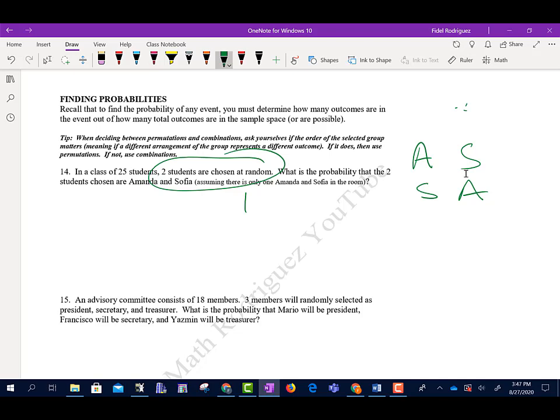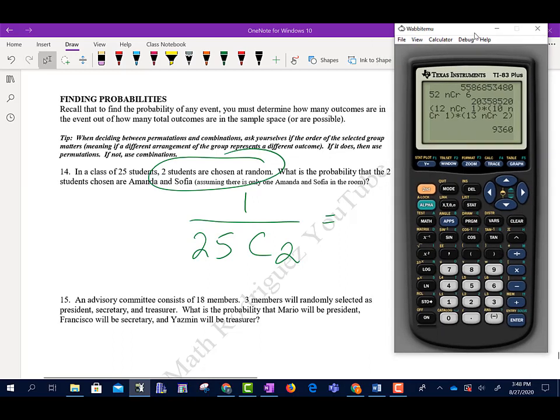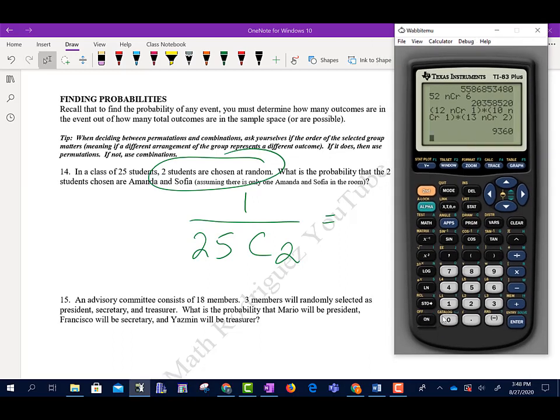Okay, there's only one way of choosing Amanda and Sophia. But how many ways can we choose 2 students? Well, we have 25, and we're going to choose 2. So, guys, for these problems you are going to be writing them in decimals, and again, we'll be going to 3 decimal places. So I'm going to go 1 divided by 25, math, choose 2. And here we go. So 0.003.